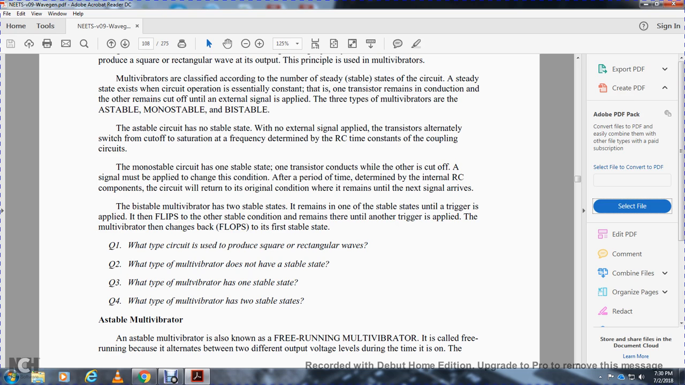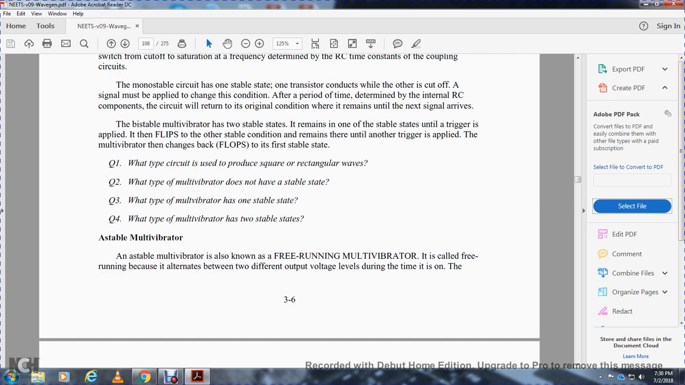It then flips to the other stable condition and remains there until the other trigger is applied. The multivibrator changes back, flipping to its first stable state.